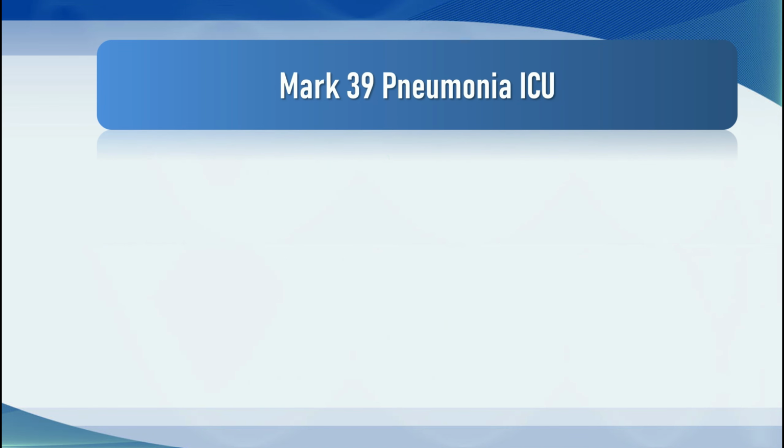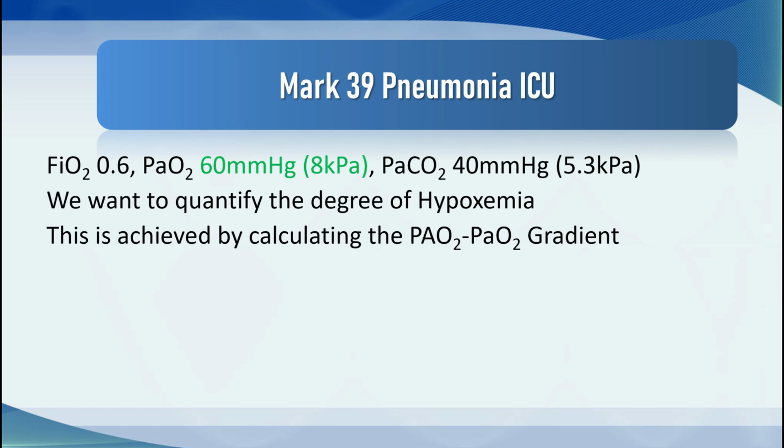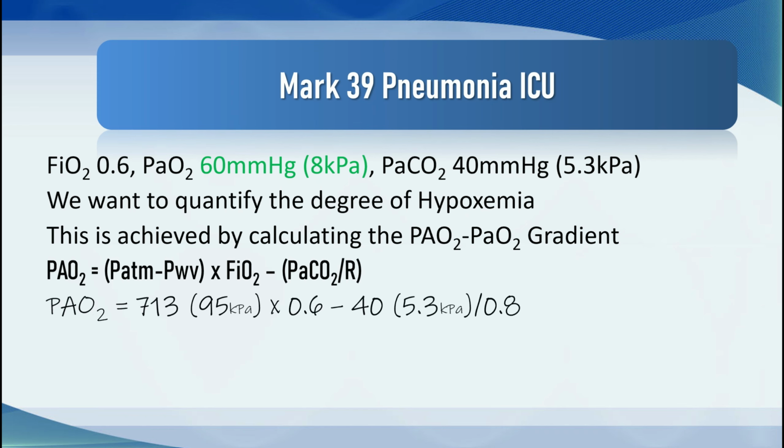Let's go and have a look at Mark. Remember, 39 years old in the ICU with pneumonia. His FiO2 is 0.6. His partial pressure of oxygen in blood is 60 millimeters of mercury, 8 kilopascals. His partial pressure of CO2 is 40 millimeters of mercury, or 5.3 kilopascals. We can now quantify the degree of hypoxemia by calculating the A-a gradient. Let's work the problem. We have the same 713 or 95 kilopascals starting point, but now we're going to multiply it by 0.6, the FiO2, minus the PaCO2, that's 40, divided by 0.8.